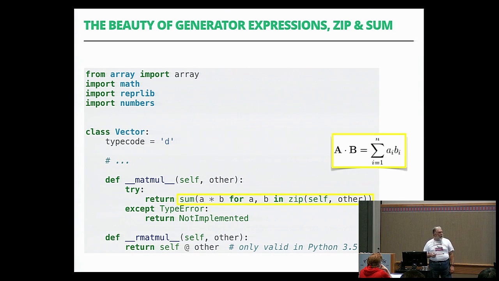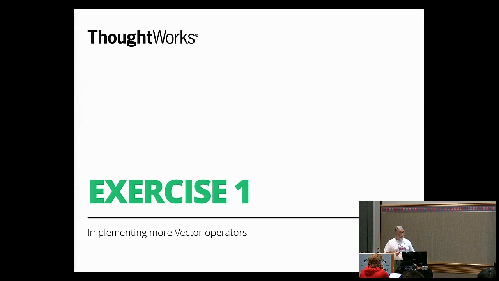And I also like the fact that this is a very nice notation to represent that, isn't it? For elements A_i and B_i, multiply them and sum. I think this is very beautiful. So let's do an exercise.